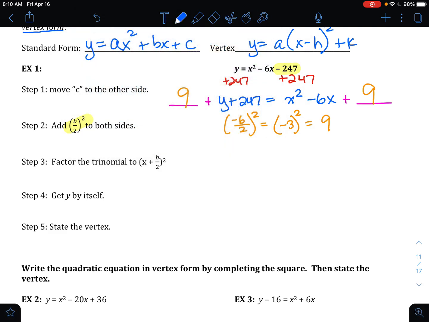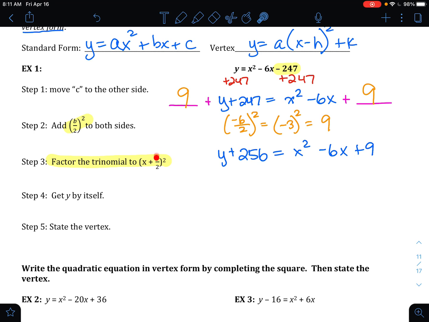I'm going to add together 9 and 247 on the left. Not y equals, it's going to be y plus 256 equals x squared minus 6x plus 9. Right here, we are going to factor the trinomial. Here's the trinomial on the right, and it's going to be called a perfect square trinomial.